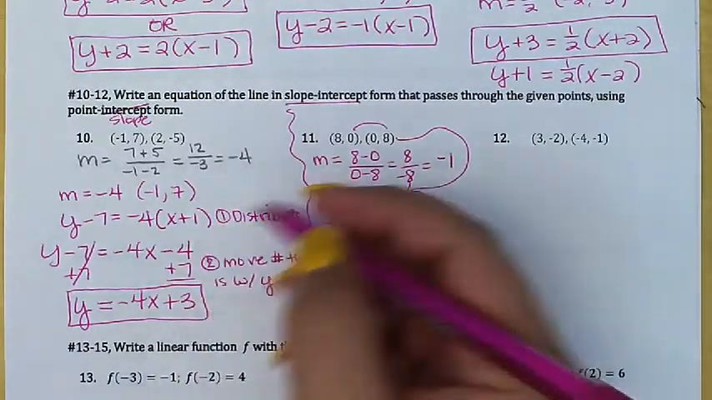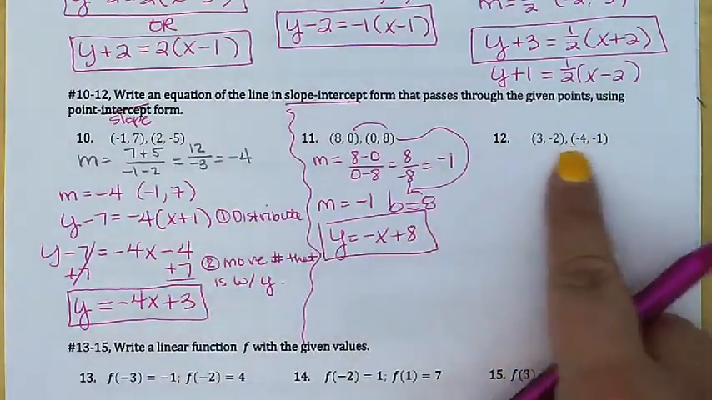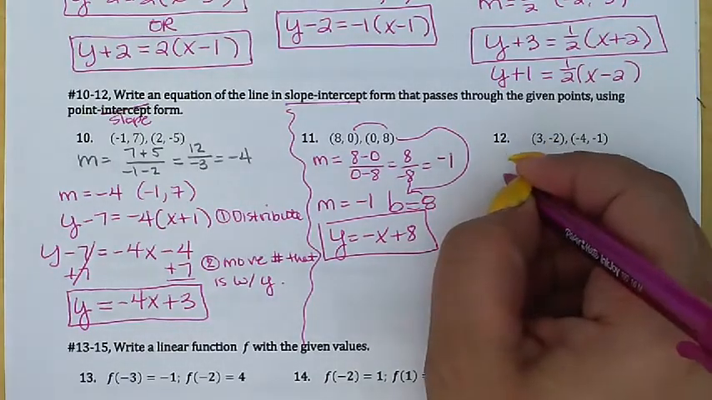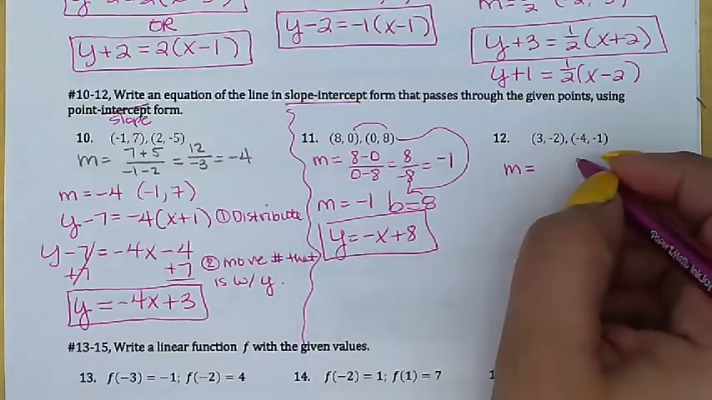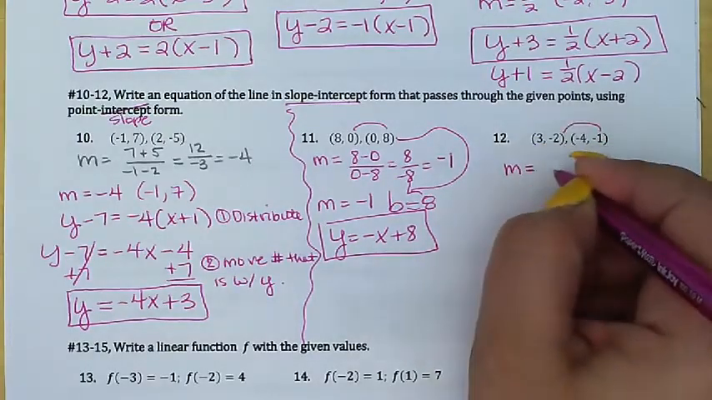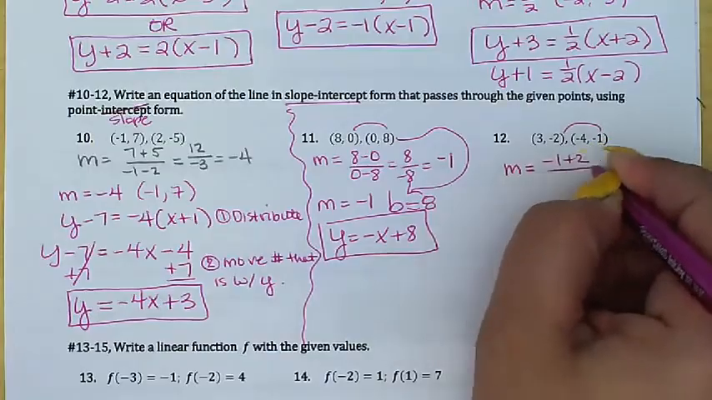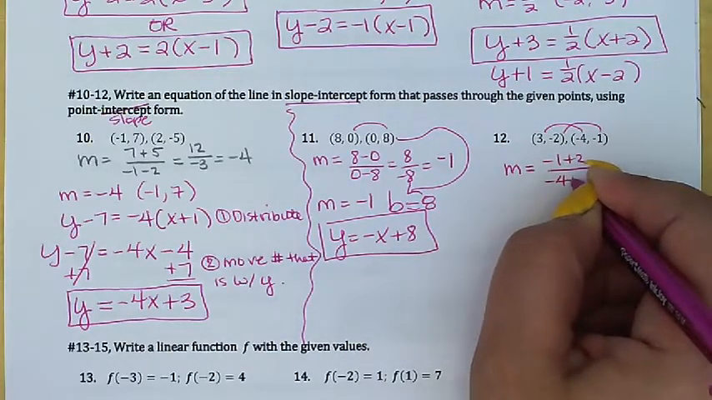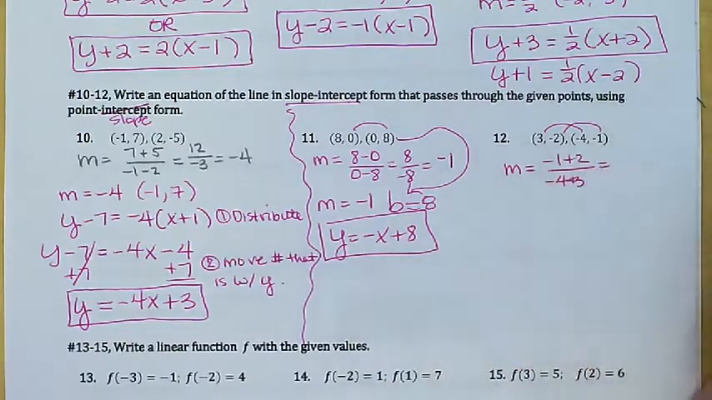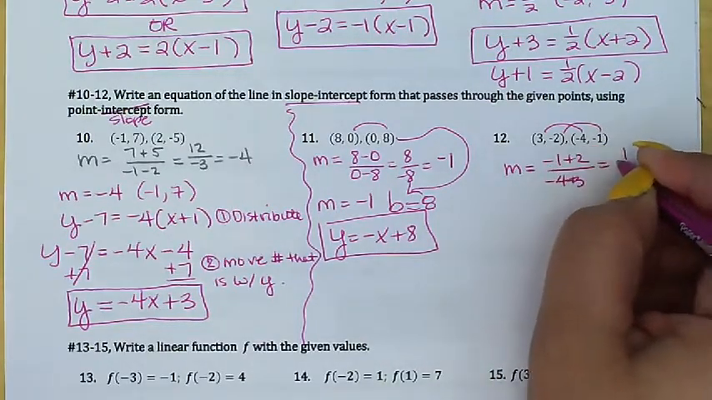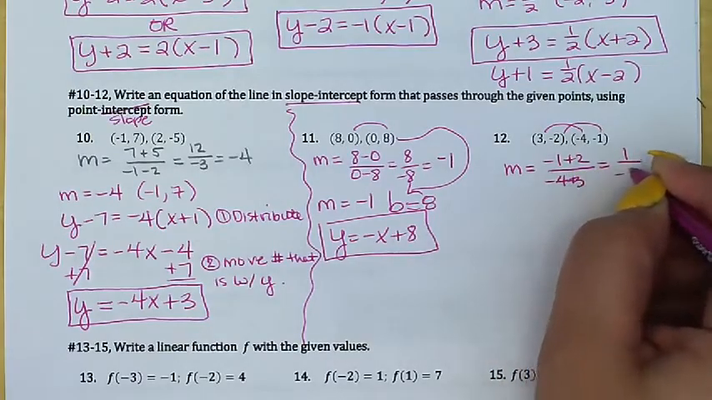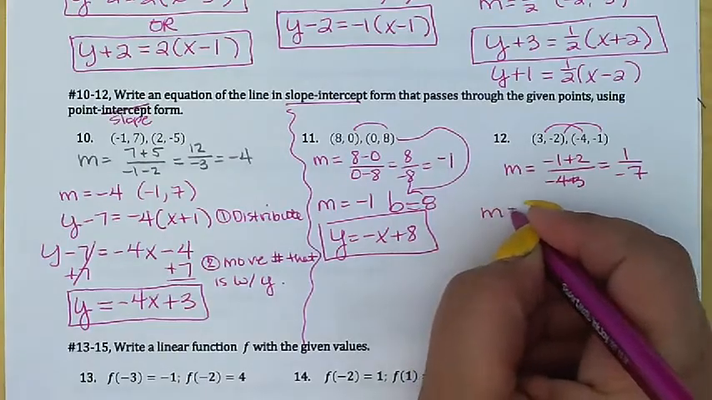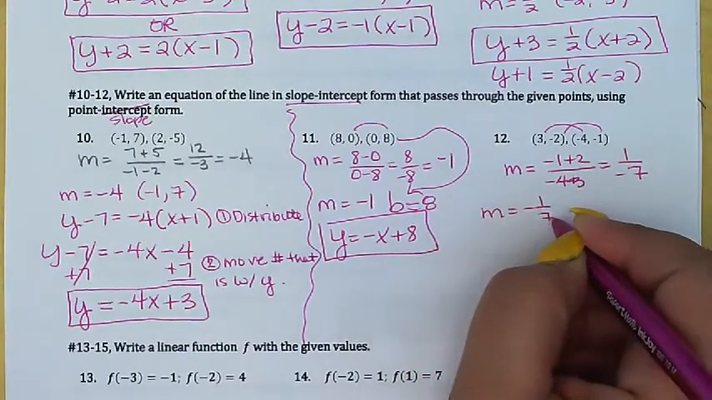So let's write, neither of these are the intercept. We can see that right away. Okay, so we're just going to find the slope of the line. So let's do the difference in our y values. That's negative 1 plus 2. Difference in the x values, negative 4 minus 3. And that is a 1 over, and then that gives us a -7. Okay, so there's my slope. My slope is -1/7.